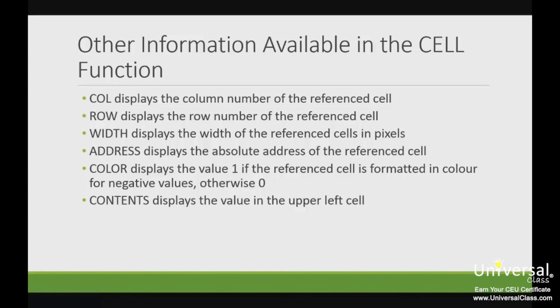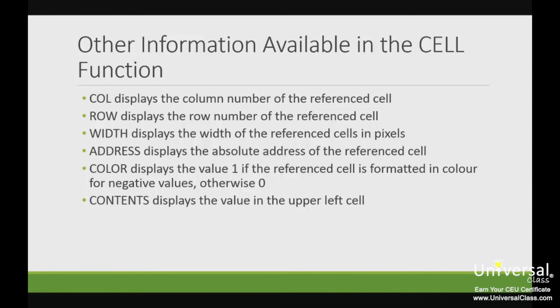Here is a list of some other information you can choose with the cell function. Col displays the column number of the reference cell. You need a cell reference for this. Remember, the cell reference was optional with the workbook name. If you reference cell C3, Excel will display 3. C is the third letter in the alphabet. Row displays the row number of the reference cell. Again, you'll need a cell reference.